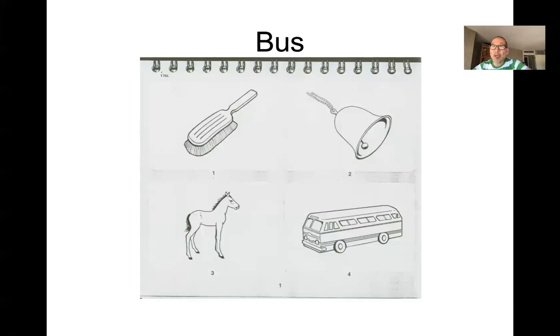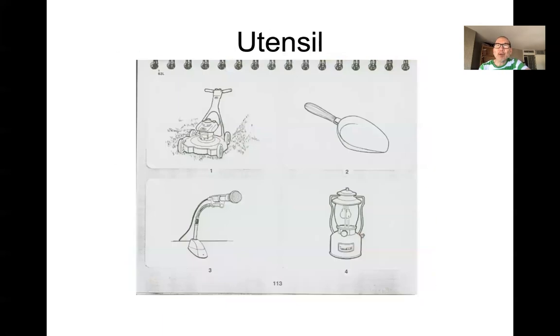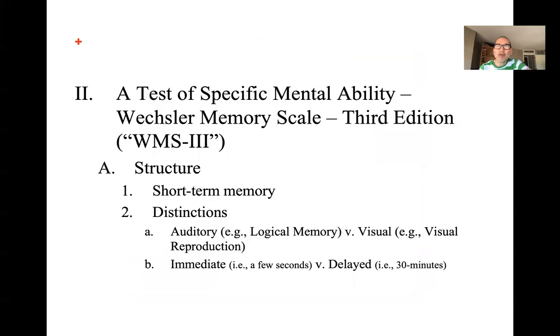The examiner would say, so the word is bus. Which picture is representative of the word bus? And they would point to picture 4, right? And so on. So we'll get through the rest of these probably when we meet face to face. But let's just move on to another test of mental ability, the Wechsler Memory Scale.